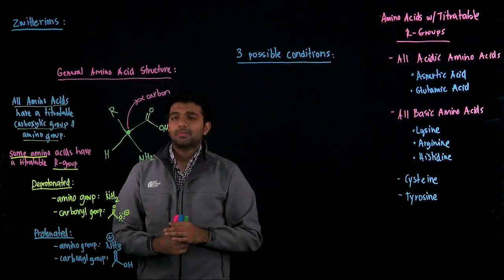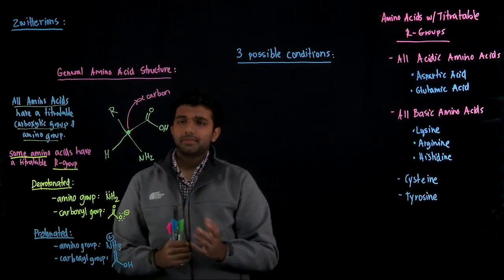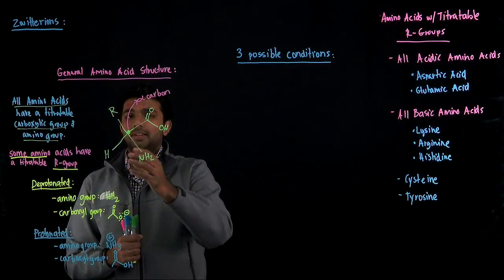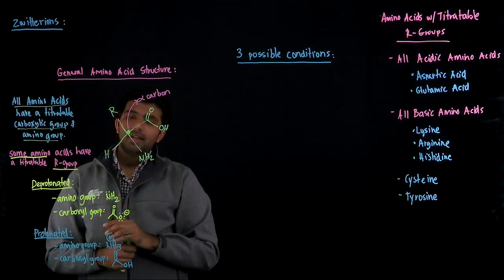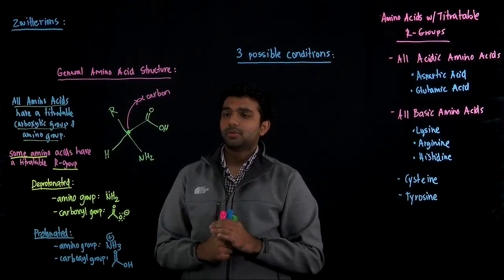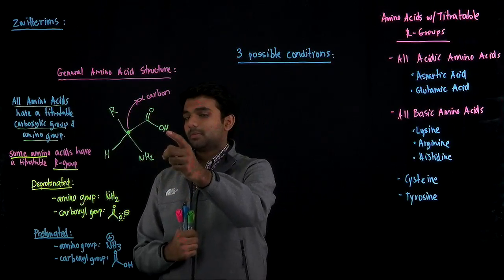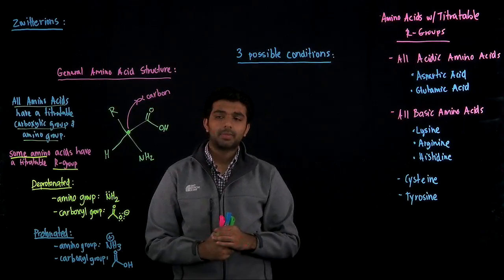So today we're going to be talking about Zwitterions and how they relate to amino acids. The general structure of an amino acid is the alpha carbon connected to the carboxyl group, the amino group, a hydrogen, and an R group. Two of these groups, regardless of what the amino acid is, have a titratable hydrogen: the amino and the carboxyl group, meaning it can lose a hydrogen or gain a hydrogen depending on what environment it is in.